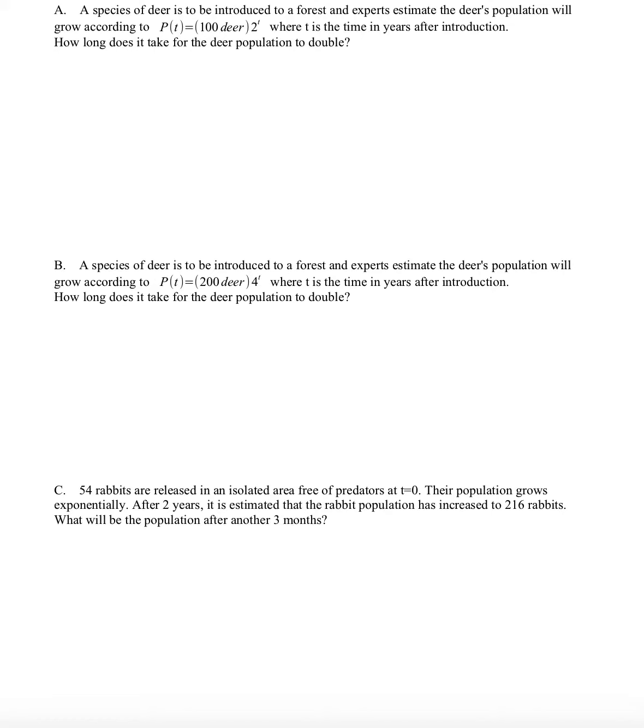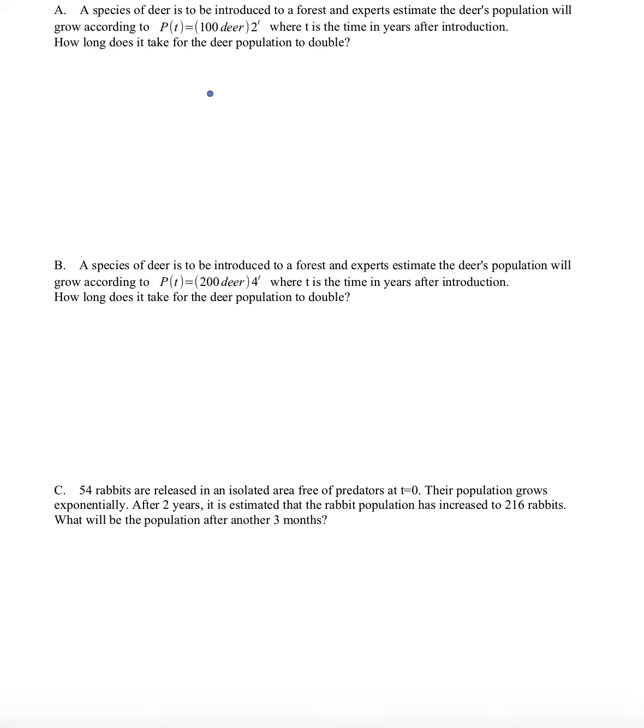A species of deer is to be introduced into a forest, and experts estimate the deer's population will grow according to P(t) = 100 deer times 2 to the t, where t is time in years after the deer are introduced. How long does it take for the deer population to double?